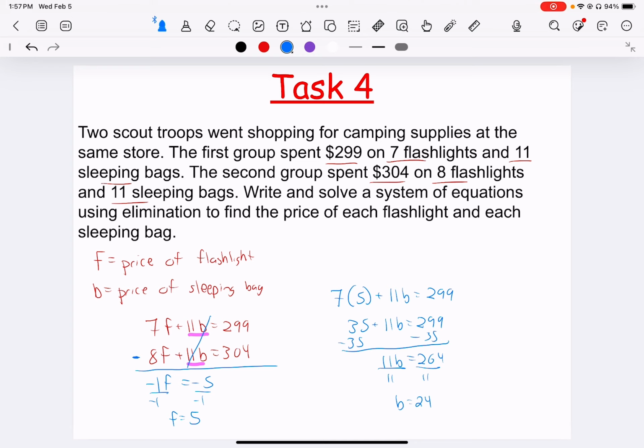So I would say that each flashlight costs $5, and each sleeping bag costs $24.